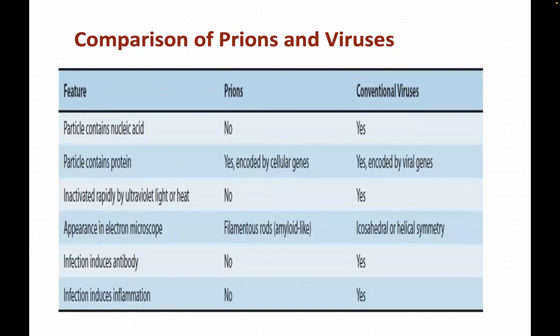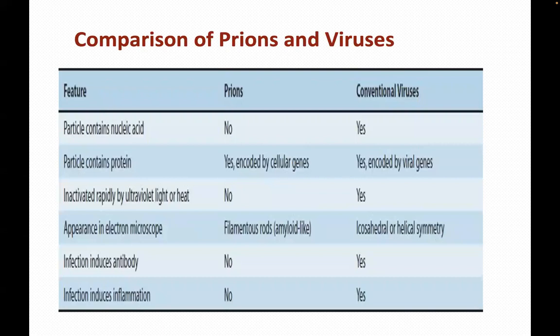When you look at the techniques that can be used to inactivate a virus or a microorganism, such as ultraviolet light, heat, or other mechanisms like formaldehyde, we see that prions are resistant to these agents, while viruses are killed by them. When you look at the appearance under the microscope, prions appear filamentous or amyloid-like, while the definite shapes for viruses are icosahedral or helical.